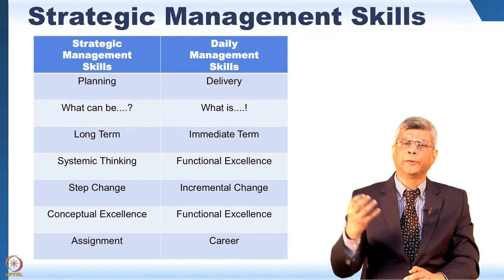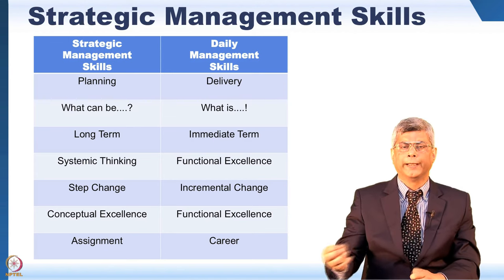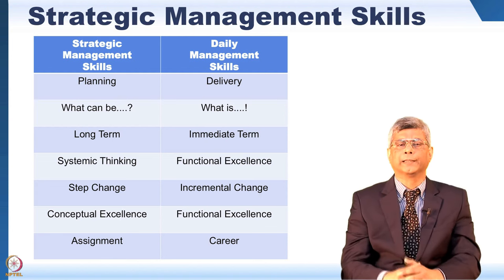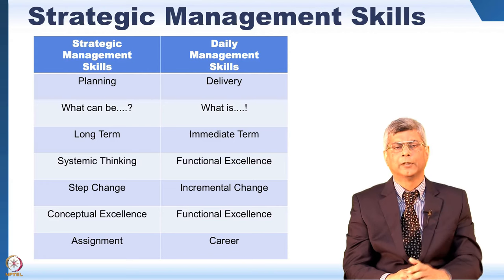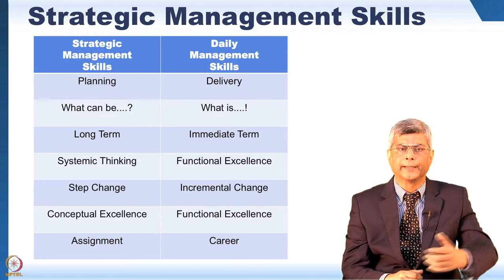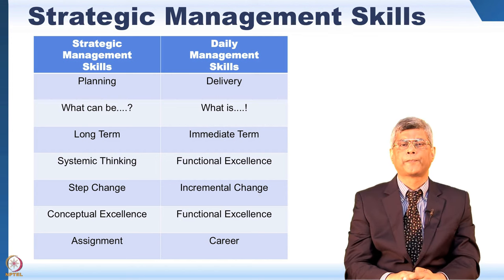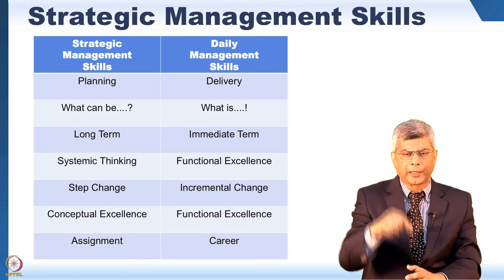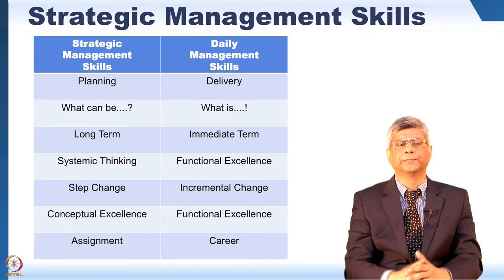Daily management, whether you're in sales or finance or marketing or production or HR, is about doing today's job well. It's about delivery of results, not planning the action. Strategic planning is more long-term thinking: next 3 years, next 5 years, next 10 years. Daily management is about today, my sales target for today, my production target for today, or this week, or next month. So it's very short term.